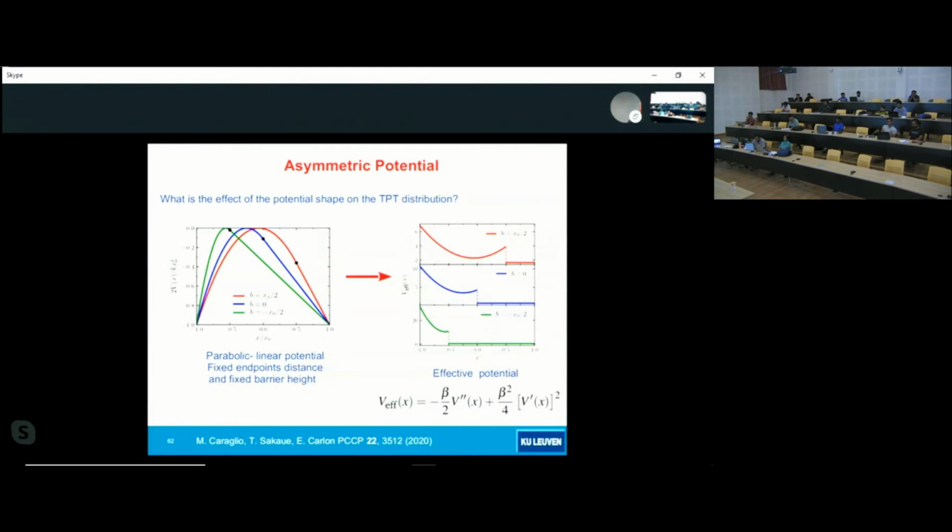If your potential is linear, if V of x is linear, then this just gives you a constant on V effective. And this is exactly what we see on the right-hand side of the right figure. You see this is flat, this is constant, and it has a parabolic part on the other side. So this V effective has a parabolic part, and it has a jump here.